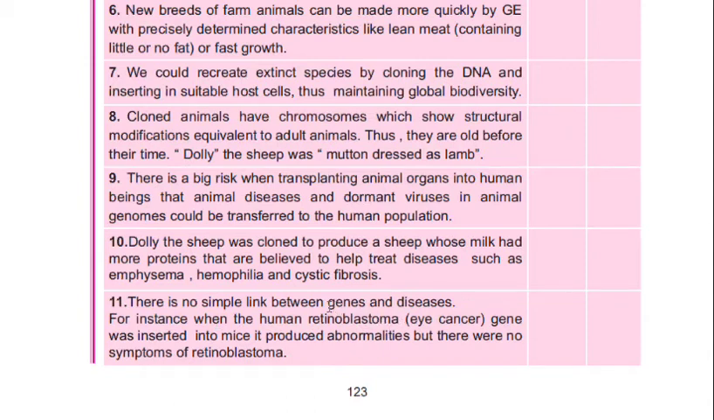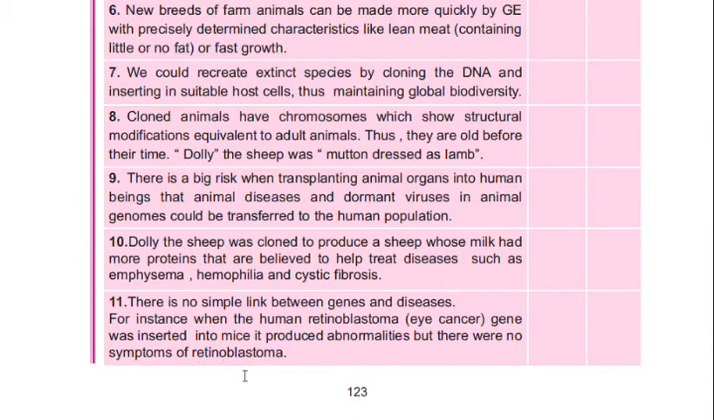11. There is no simple link between genes and diseases. If there is no simple link between genes and diseases, then what do we need genetic engineering for? So we don't need genetic engineering at all if there is no link between genes and diseases. So that is against, because we don't need genetic engineering in the first place if there is no simple link between genes and diseases. Here we have an example of an eye cancer gene from humans that was inserted into mice. It produced abnormalities, but there were no symptoms of eye cancer.